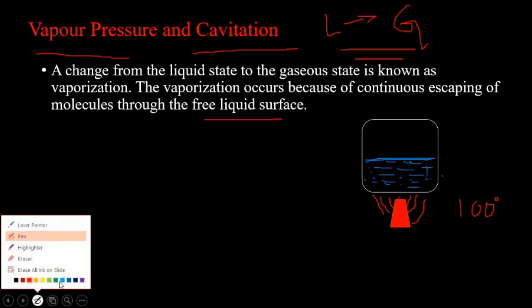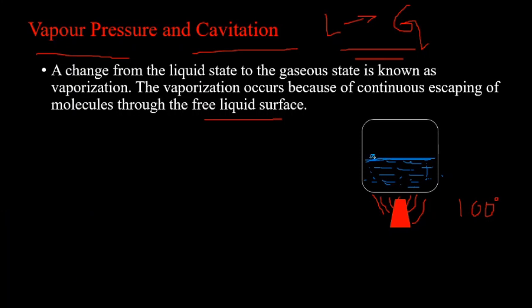So here, the water molecules will escape. Where will they go? They will go into the closed container, it is closed, no? There, the water molecules will go. When vaporization takes place, the molecules escape from the free surface of a liquid. These vapor molecules get accumulated in the space between the free liquid surface and the top of the vessel. So it will get accumulated here, in the space between this liquid surface and the top of the container.